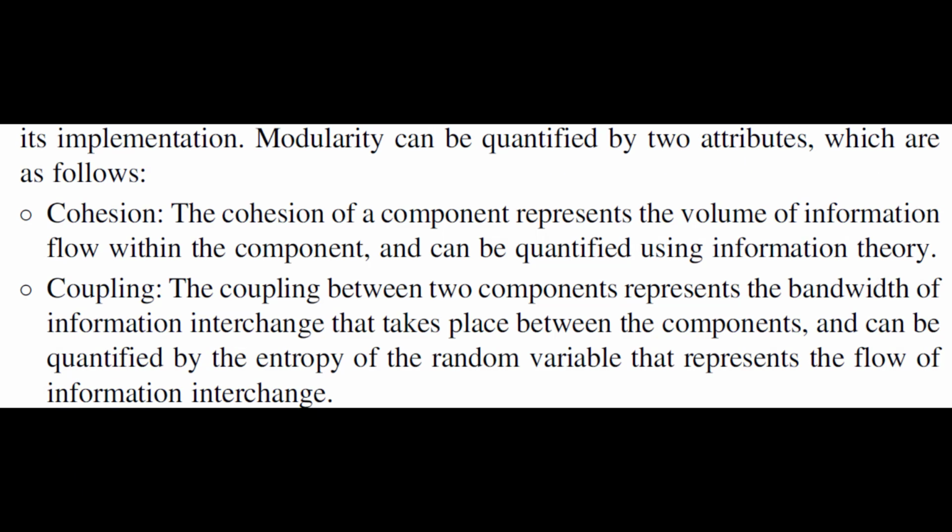Cohesion. The cohesion of a component represents the volume of information flow within the component, and can be quantified using information theory. Coupling. The coupling between 2 components represents the bandwidth of information interchange that takes place between the components, and can be quantified by the entropy of the random variable that represents the flow of information interchange.